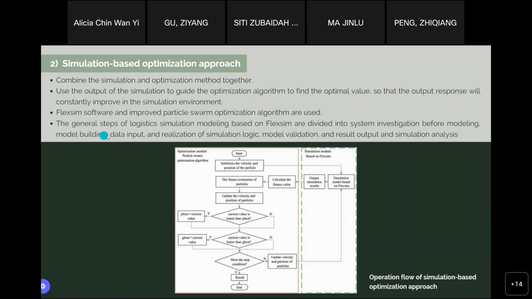Then, the general steps of logistics simulation modeling based on FlexSim are divided into system investigation before modeling, model building, data input and realization of simulation logic, model validation, and result output and simulation analysis. And the flow chart below shows the operation flow of the simulation-based optimization approach.